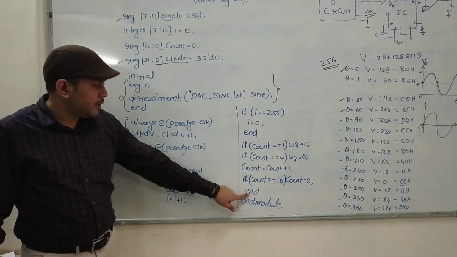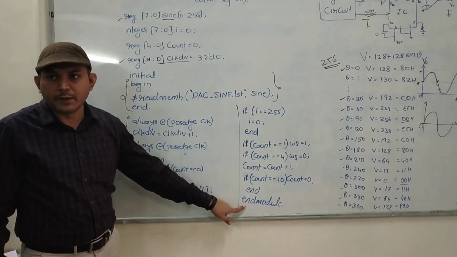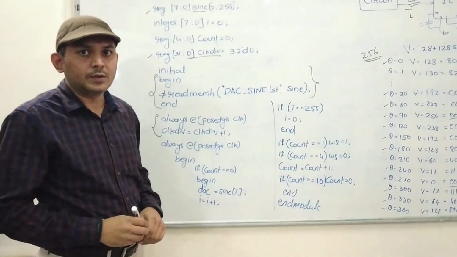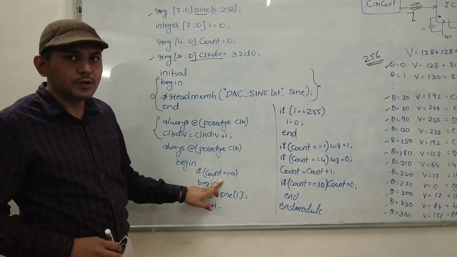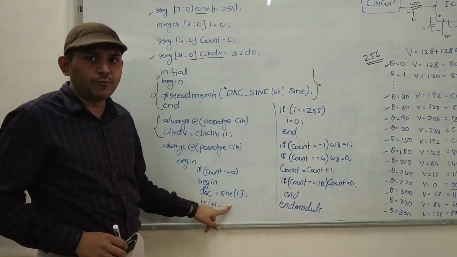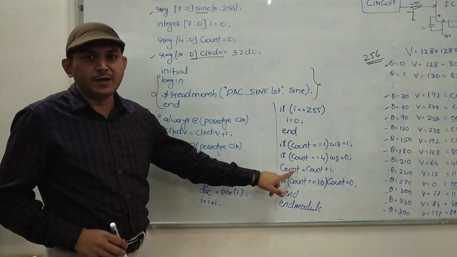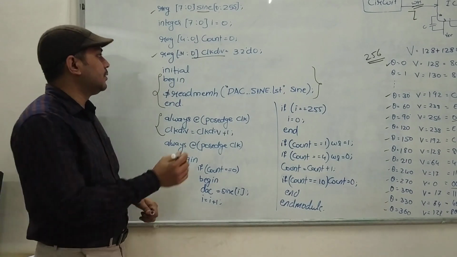End of the module here, end of the always block and end of the module. So like that. And where are you getting this sine of I values from? Okay, so we have understood that for every 10 counts, we are sending one value: sine of 1, sine of 2, sine of 3, like that. 256 values we are sending, one for every 10 counts. Okay, so now coming back to this clock_div.